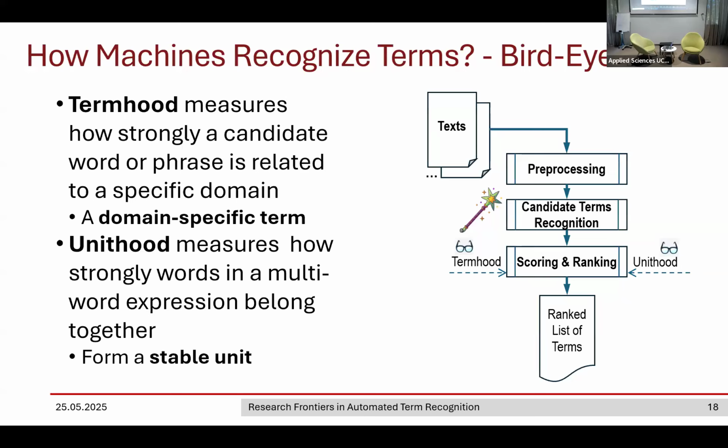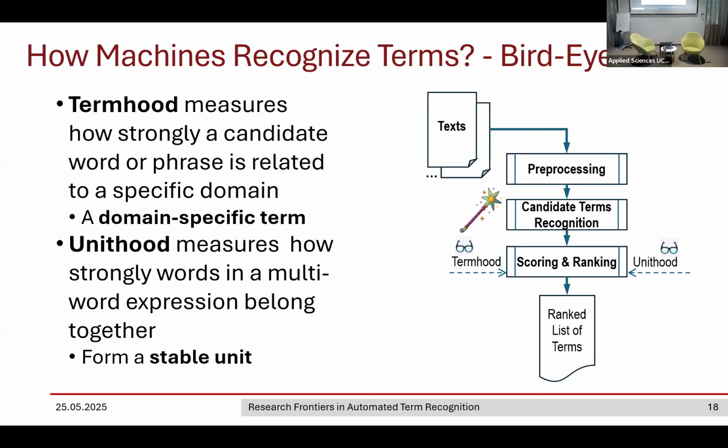So they take in texts in a natural language, English, Ukrainian, Mandarin, and then they pre-process those texts. I will omit the details of pre-processing at the moment. And then they recognize candidate terms using this or that approach, sort of magic. And then they score and rank these term candidates by using the notions of termhood and unithood.